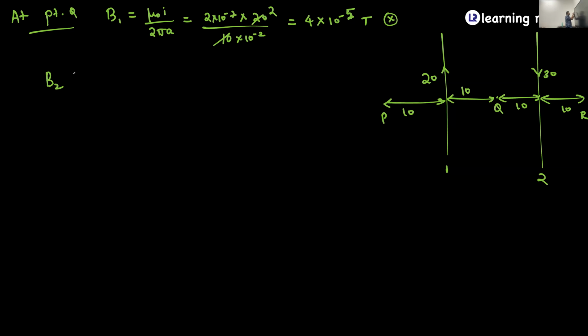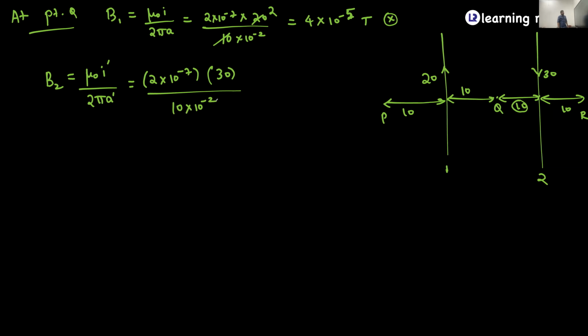Similarly, if I take B2, B2 will be equal to mu naught times I dash divided by 2 pi times A dash. So this will be how much? 2 into 10 power minus 7, into what is the value of I dash? It is going to be 30, the whole divided by, what is the distance? This is also 10, not point Q, no. This is also 10, so 10 into 10 power minus 2. So this will cancel this 3 times. So 3 into 2, it will be 6 into 10 power minus 5 Tesla. And if you see the current is downward, so curl the fingers, it is again going and hitting the plane. It is into the plane.